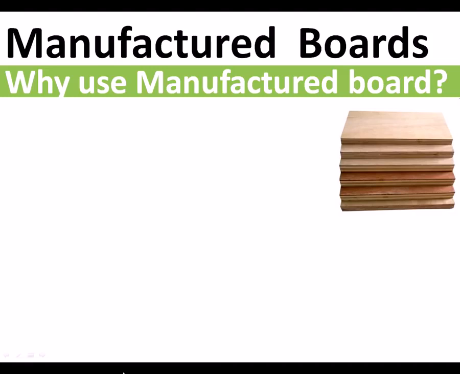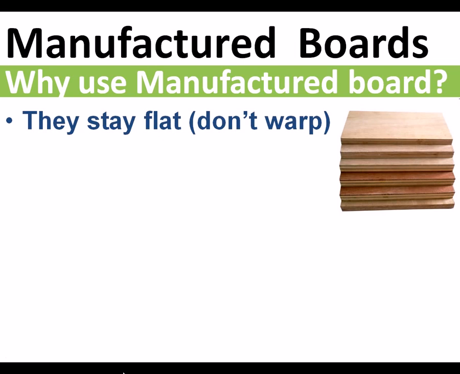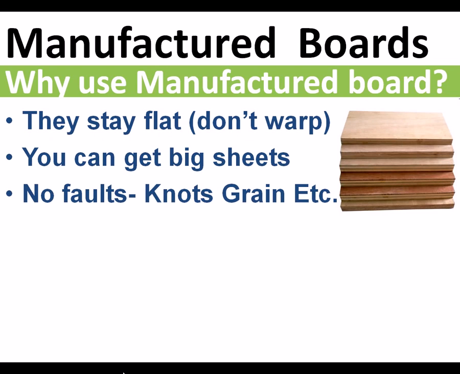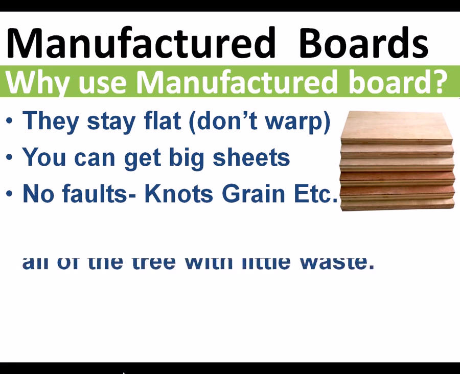We're looking at manufactured boards now. Why would we use manufactured boards? What advantage does manufactured board have over natural wood? They stay flat, they don't warp. You can get big sheets. There's no faults, you don't get the warping, you don't get the grain, you don't get knots.